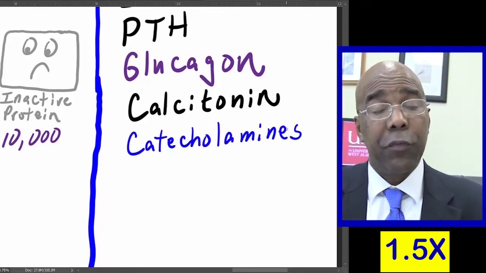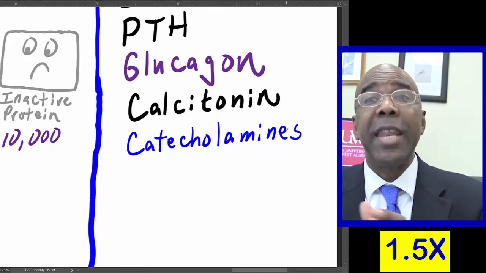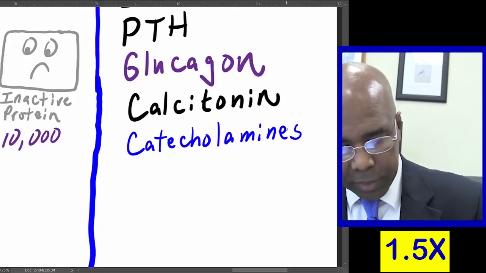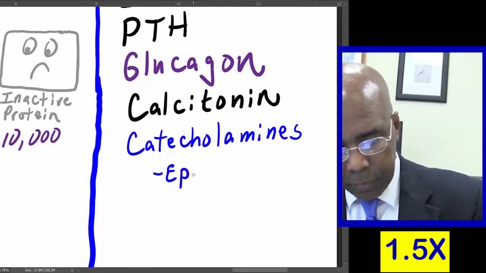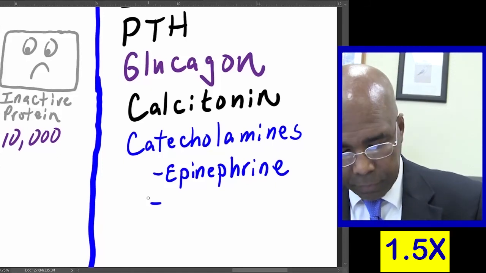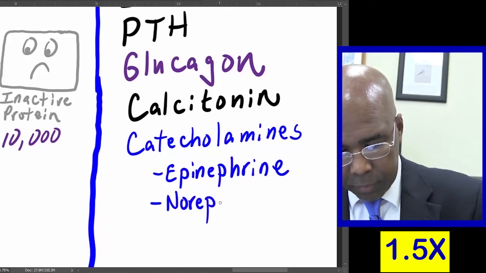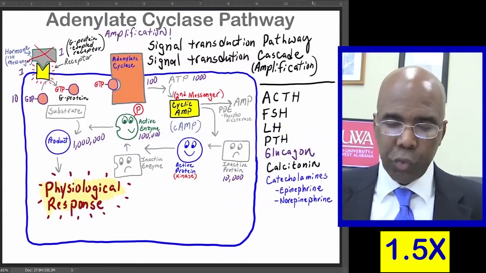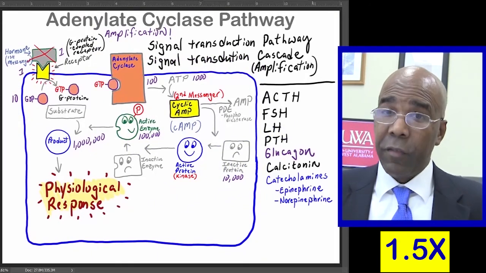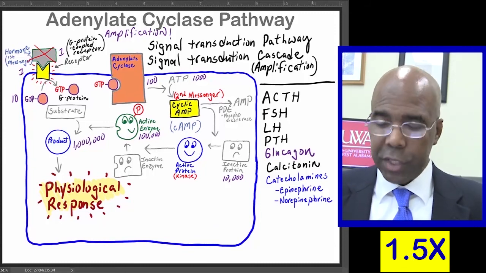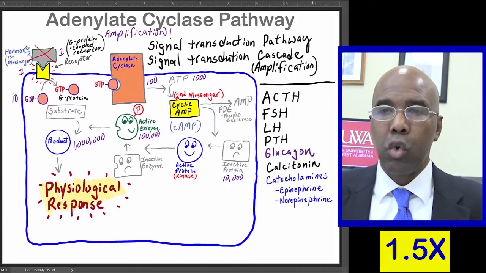Now, I've indicated the catecholamines with a different color because they also use the next pathway, the phospholipase pathway. So catecholamines can use both. And there are two catecholamines, epinephrine and norepinephrine. And so these are the hormones which utilize the adenylate cyclase pathway to exert their effect on target cells. Adrenal cortical trophic hormone, follicle stimulating hormone, luteinizing hormone, parathyroid hormone, glucagon, calcitonin, and the catecholamines, epinephrine, and norepinephrine.